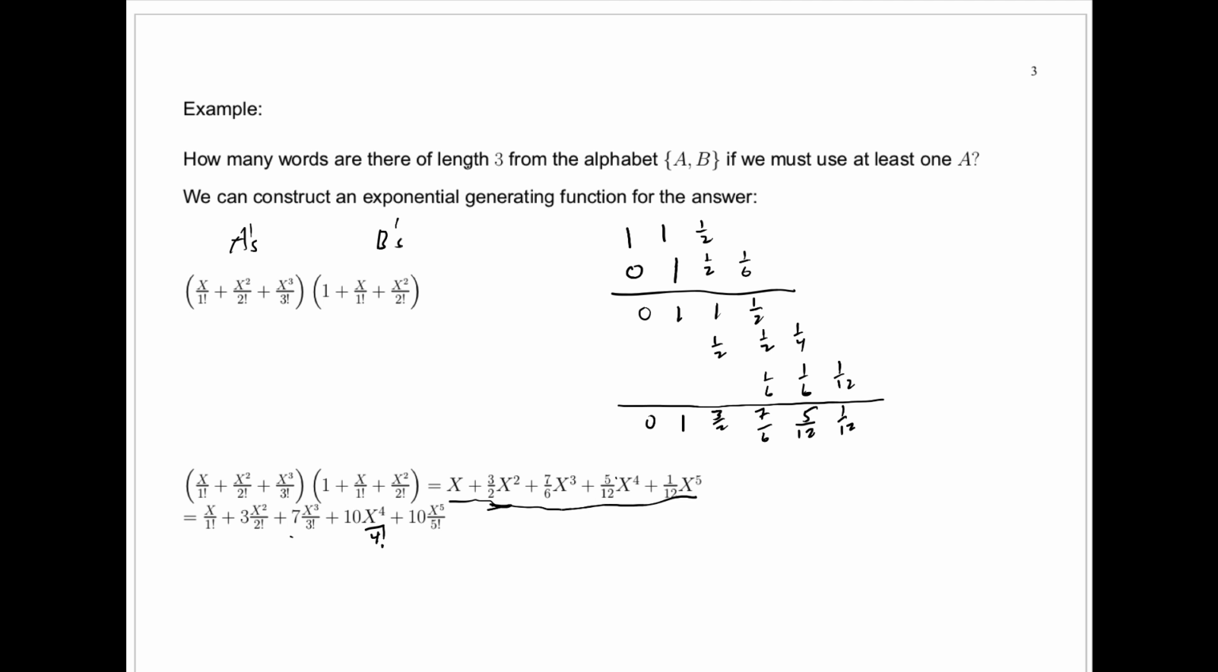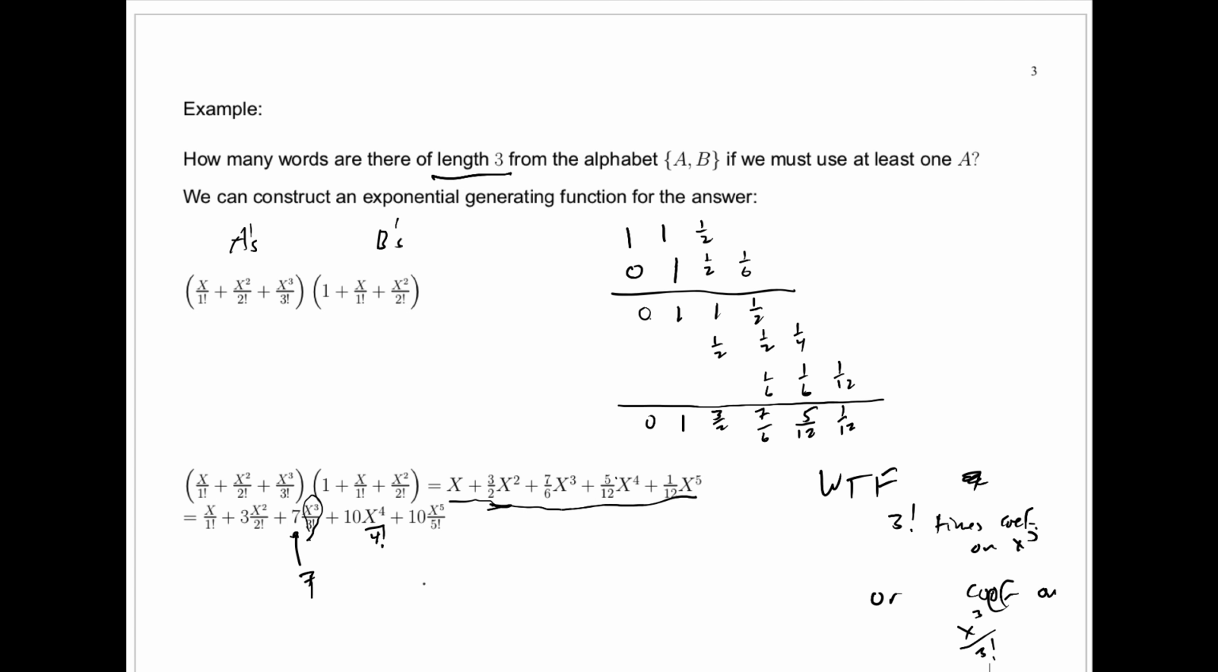And what is the answer to the question? We want words of length 3. So what we want is the coefficient on x cubed over 3 factorial. So that coefficient is 7. Again, we could have written that as we want to find 3 factorial times the coefficient on x cubed, or as we did here, we just want the coefficient on x to the cubed over 3 factorial. Either way is fine, and the answer is 7.